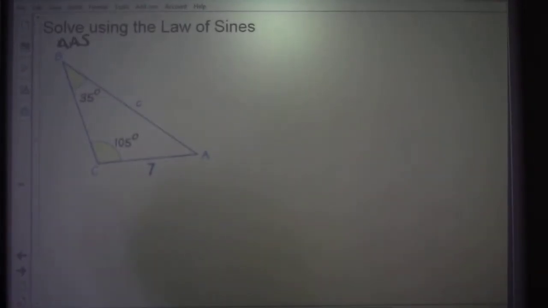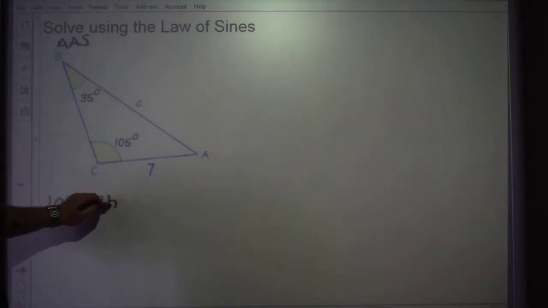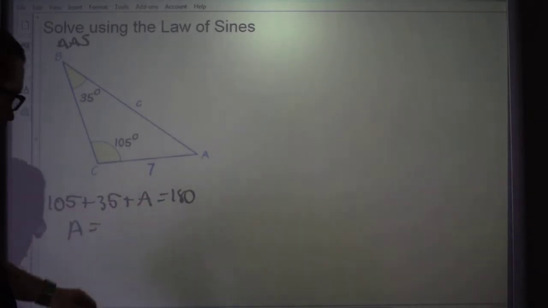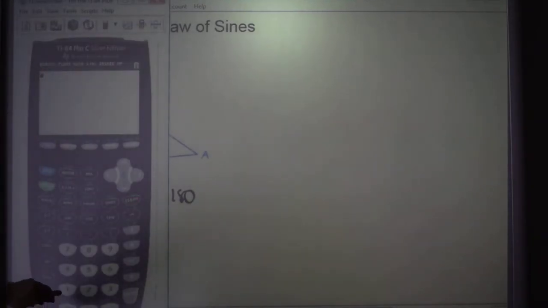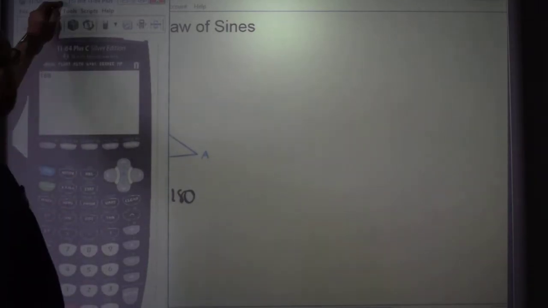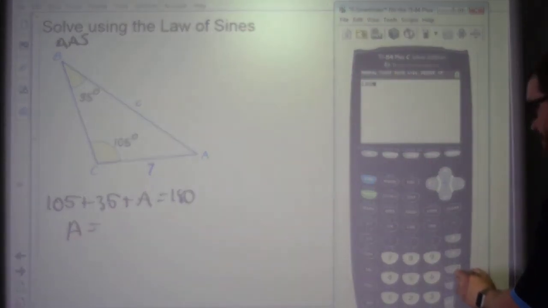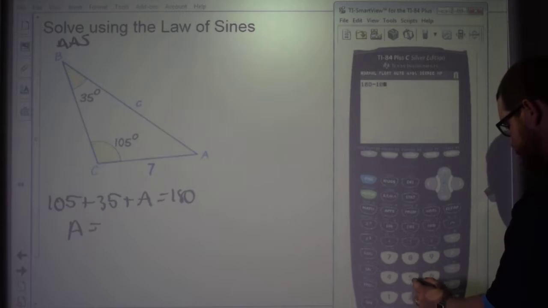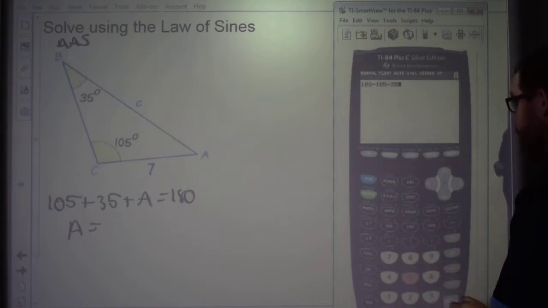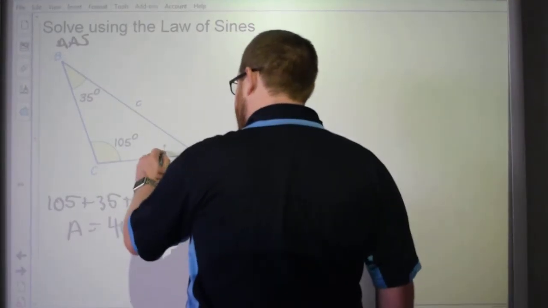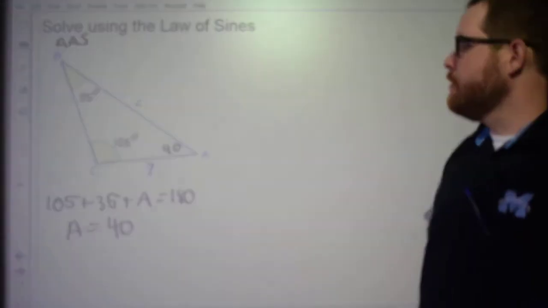So the first thing I'm going to do is find the third angle, because you need to find all three sides, all three angles. So I know that I have 105 plus 35 plus whatever angle A is has to be 180. So A in this case is going to equal 180 minus 105 minus 35. So angle A in this case is going to be 40. So now I need to figure out the other two sides.